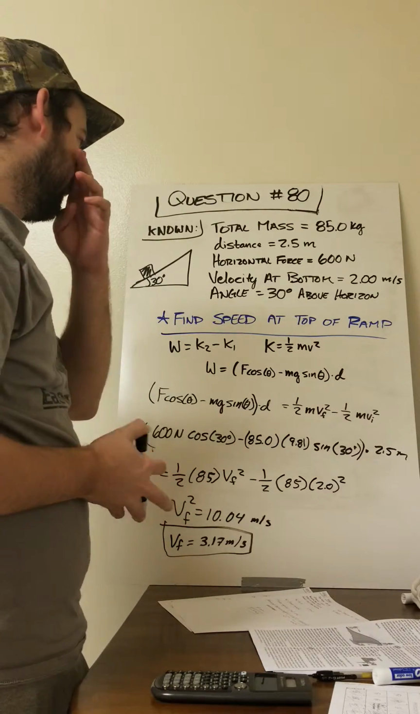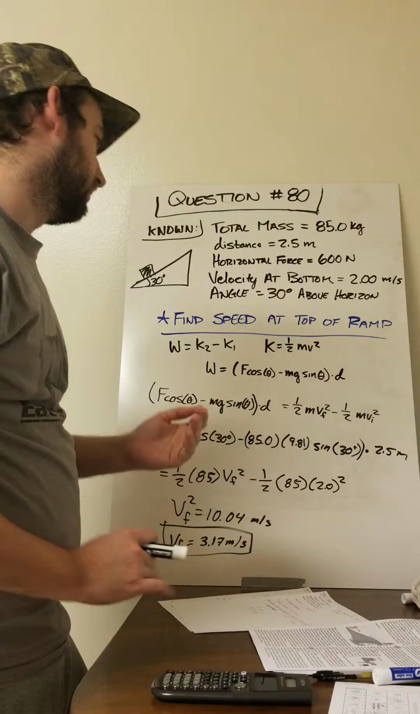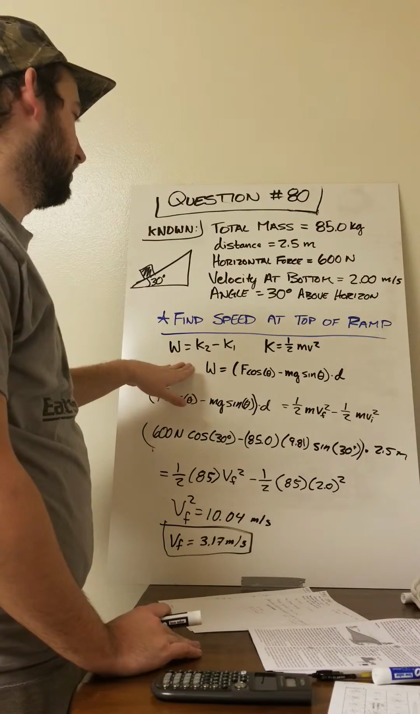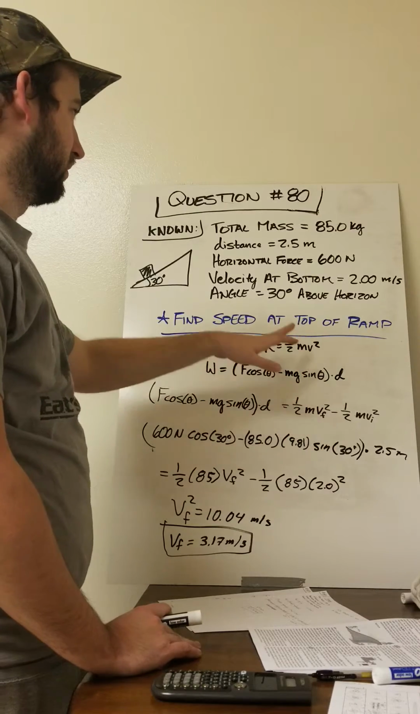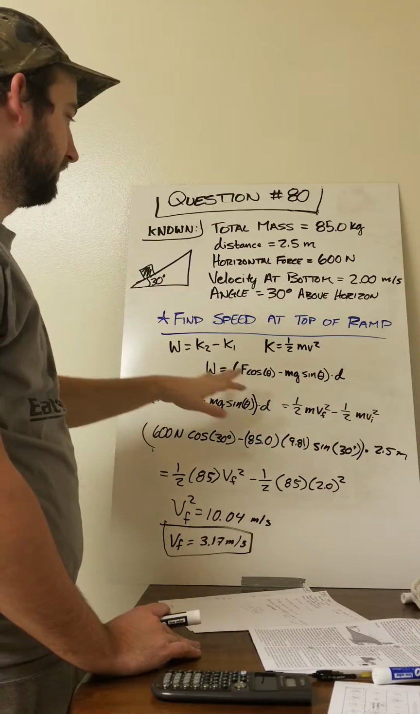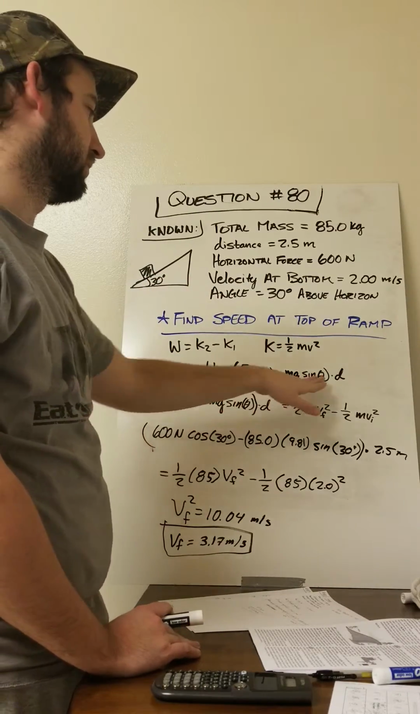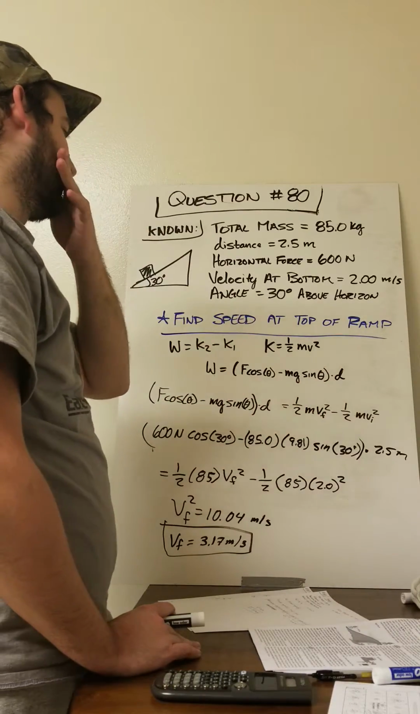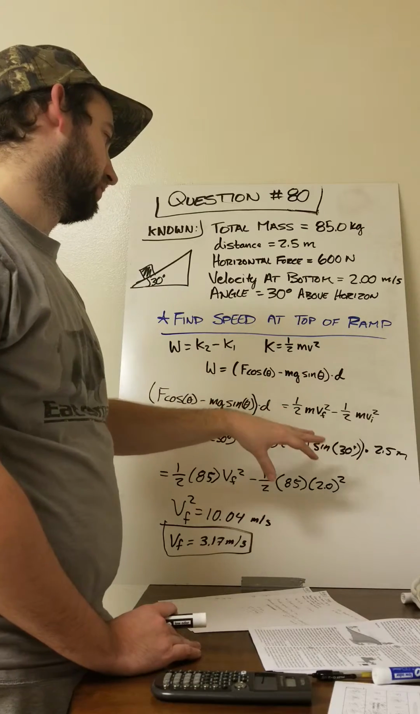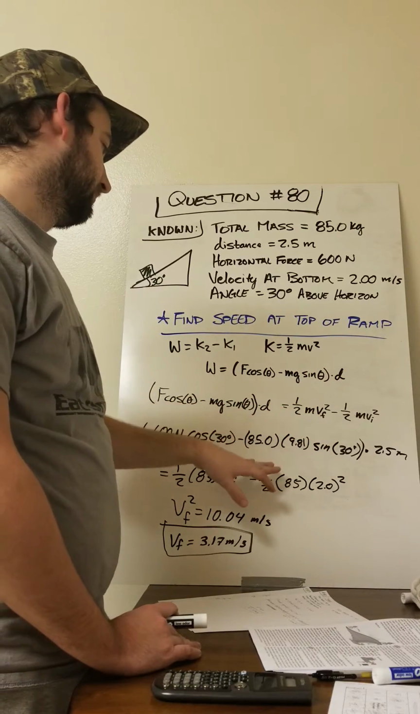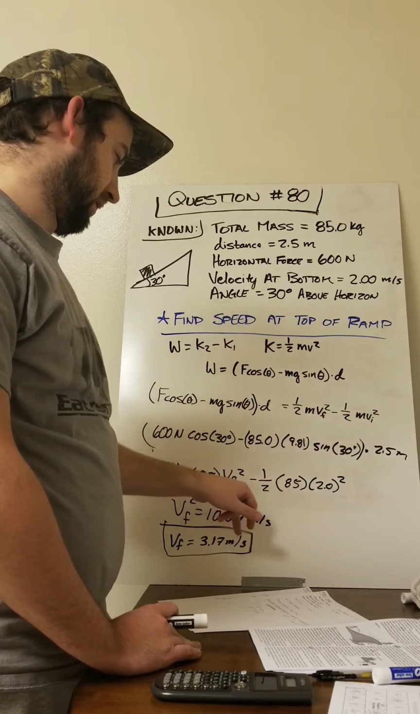So I kind of went through this fast, but basically we just use the equations that we have. We break the force into the components since we have an angle. So of course, we need the cosine and the sine. And we combine all of these together in order to be able to solve for that final velocity.